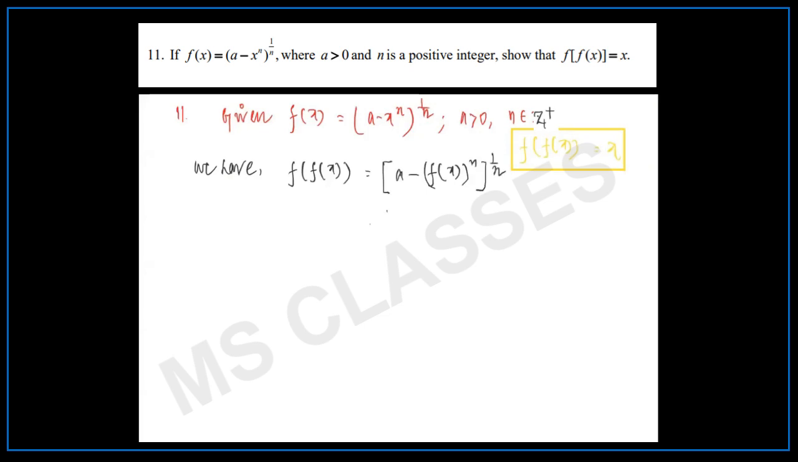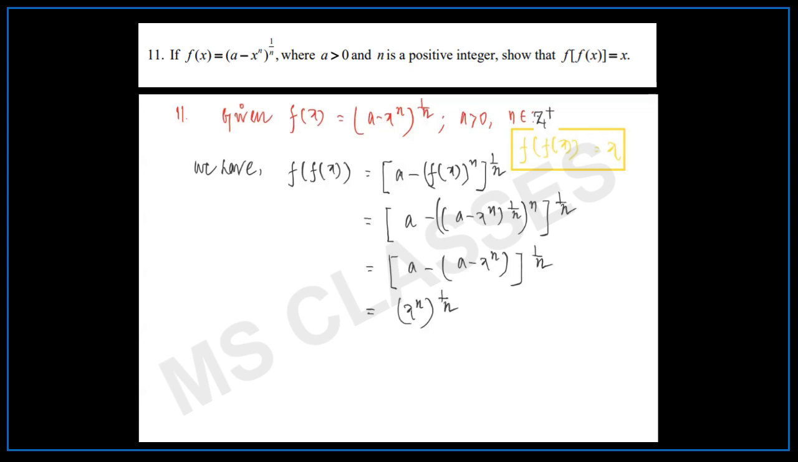Now after that, we just simply put the value of f(x), which is (a minus x to the power of n) to the power of 1 by n, whole to the power of n, to the power of 1 by n. Now this gives us (a minus (a minus x to the power of n)) whole to the power of 1 by n. And this gives us (x to the power of n) whole to the power of 1 by n, which is x. Hence proved.